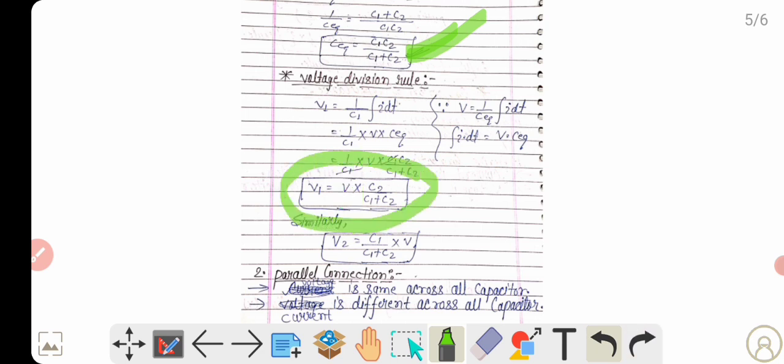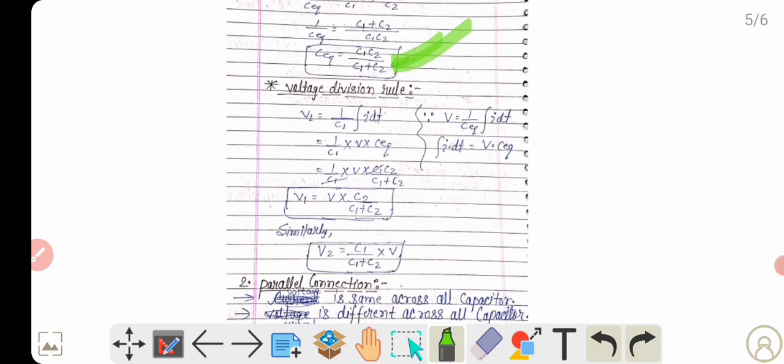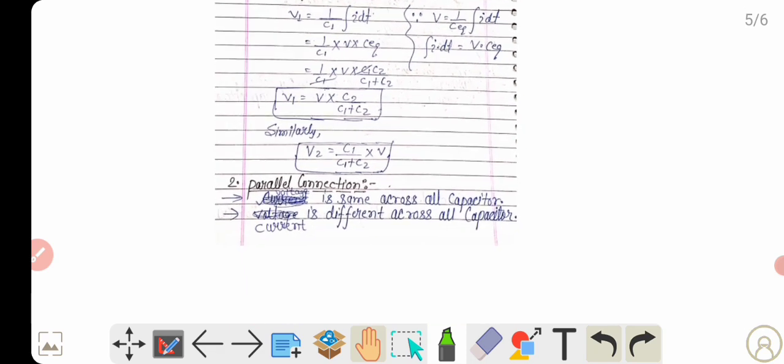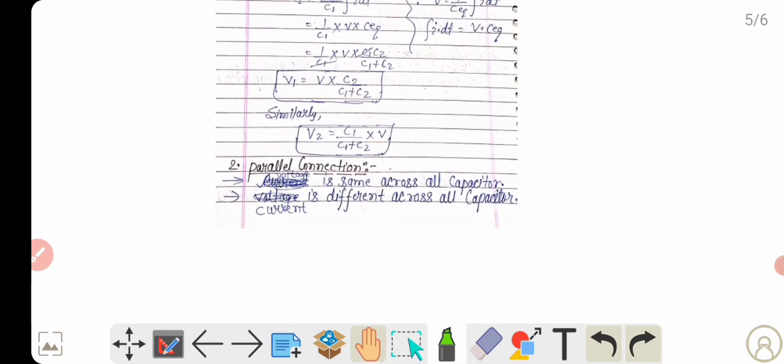V1, the voltage across capacitor C1, will be equal to the final voltage V into C2 by C1 plus C2. And in the same way, my dear friends, if you want to calculate the voltage across capacitor C2, then V2 will be equal to the equivalent voltage V into C1 by C1 plus C2. Now my dear friends, we will move to the next topic, that is the parallel combination of capacitance.